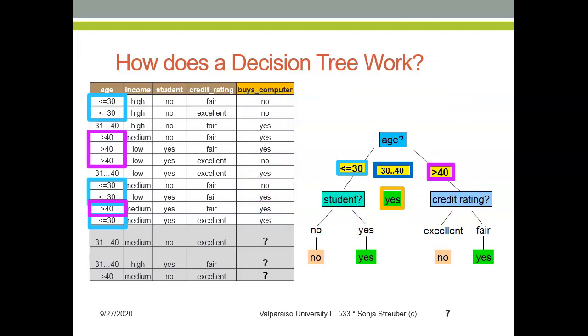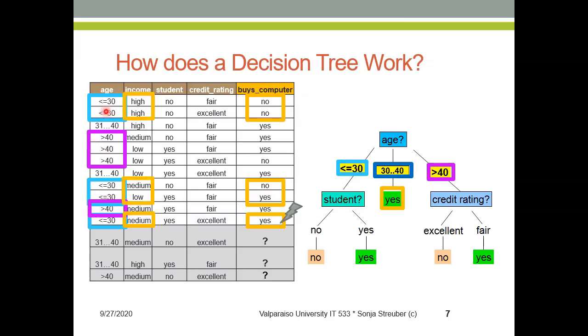We need the other attributes to help us make a decision about our less than 30 and over 40 age groups. Let's first consider our under or equal to 30 age group. We know that these are the outcomes for buys computer. Now let's take a look at income and see if income will help us make a clean and clear decision about who buys a computer and who doesn't.